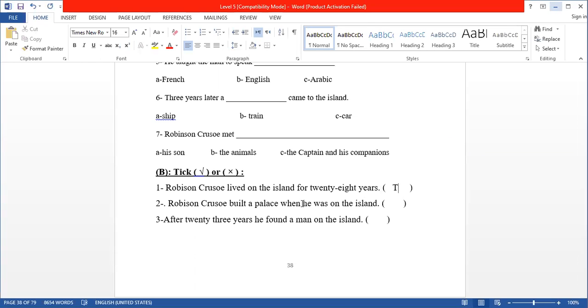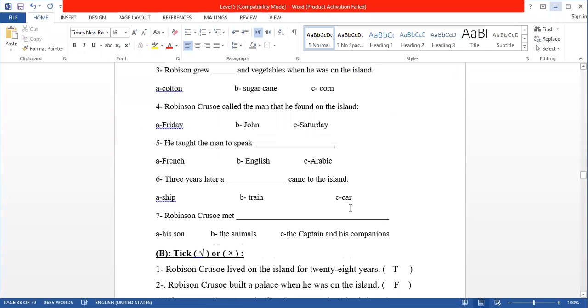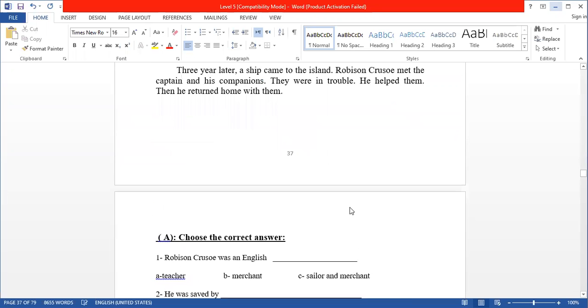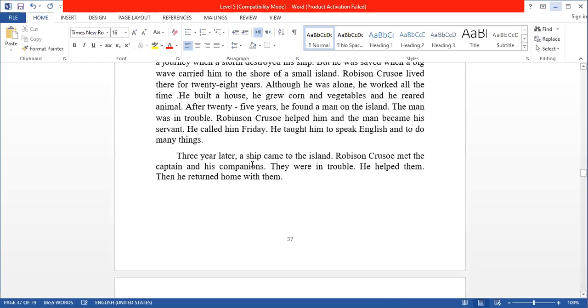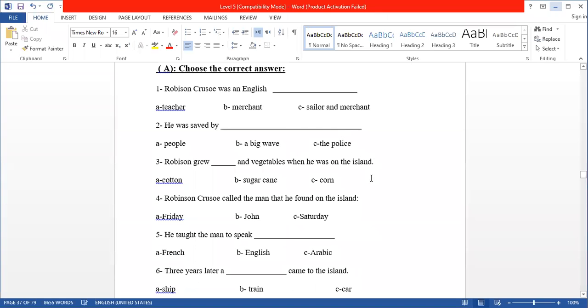Robinson Crusoe built a palace when he was on the island. You know, palace? He built a house, F. After 23 years, he found a man on the island. Is it true or false? After 25 years, he found a man. Yes, it is false.